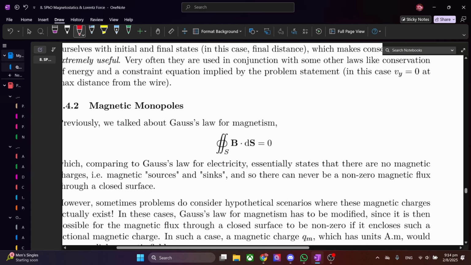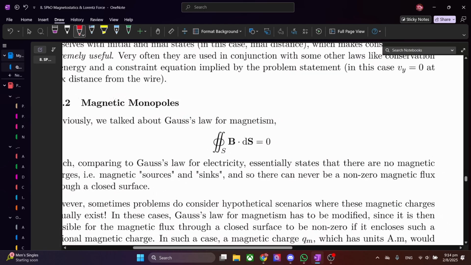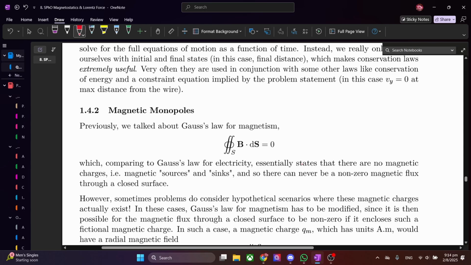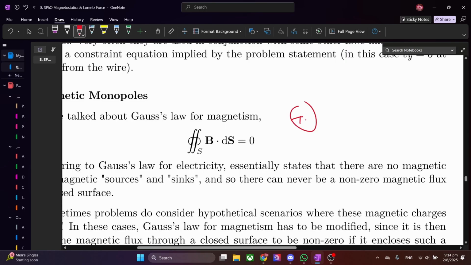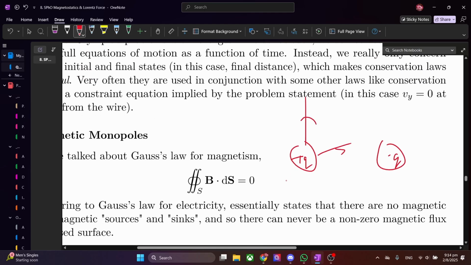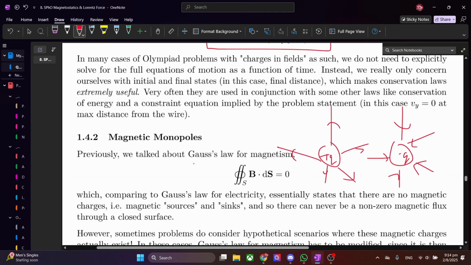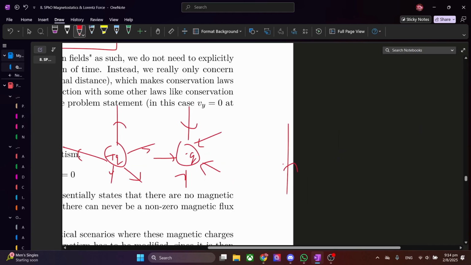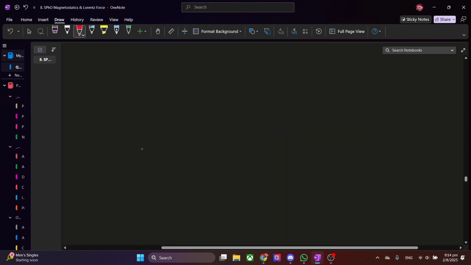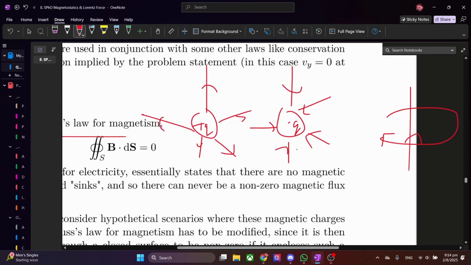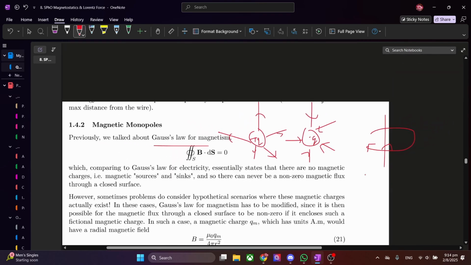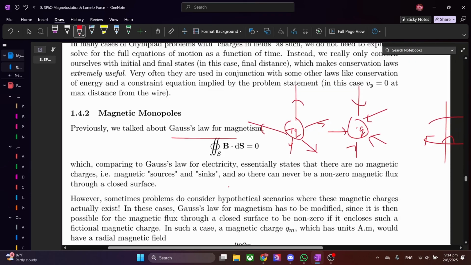So previously we talked about Gauss's law of magnetism, which states that the magnetic flux through any closed surface is actually zero. This basically means there are no magnetic sources or sinks, whereas for the electric analogy, there are sources and sinks. This would be a source because the electric fields come out from it, but this would be a sink because electric fields enter into it. What this law says is that for magnetic fields, that can never be the case, because they are always, to describe it in one word, rotational.